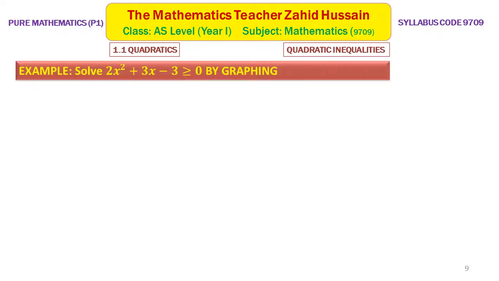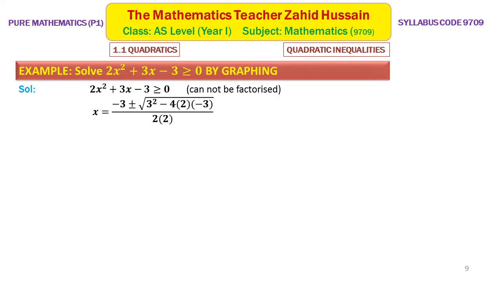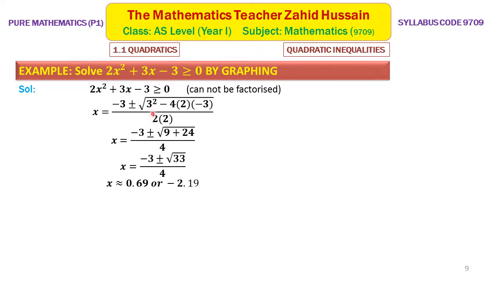Now solve another question by graphing and number line method: 2x² plus 3x minus 3 is greater than or equal to 0. Now because this expression cannot be factorized, we will find the 2 points where the graph crosses the x-axis. We will do this by the completed square form. We will find two values of x where the graph crosses the x-axis. These are the two values. x is approximately equal to 0.69 or minus 2.19.